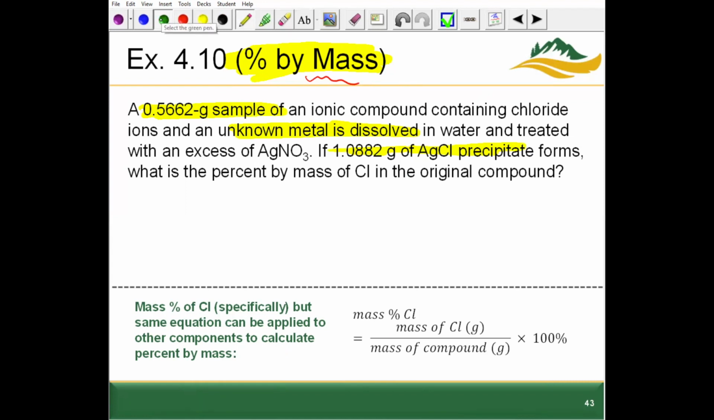So to remind you on percent by mass of Cl specifically. This could be percent by mass of oxygen, hydrogen, carbon, essentially any atom. But here we're asked for percent by mass of Cl. So percent by mass of Cl is going to be the mass of Cl in grams over the mass of the whole compound, right? So percent by mass of something in relation to the mass of the entire compound. To get it into percent, we'll multiply by 100%.